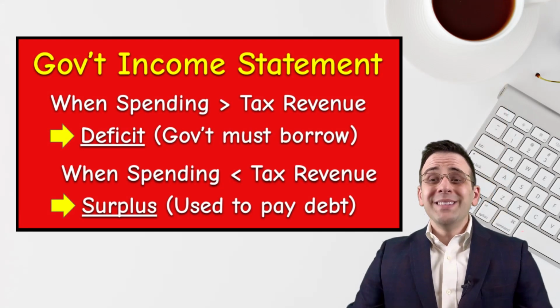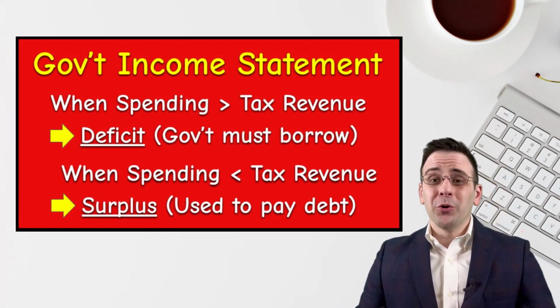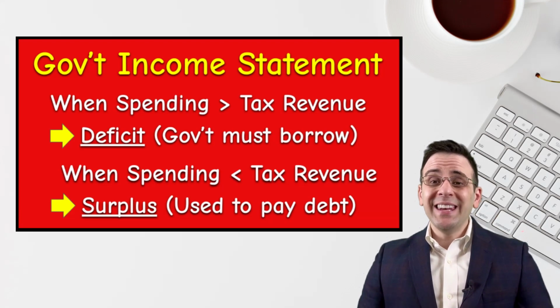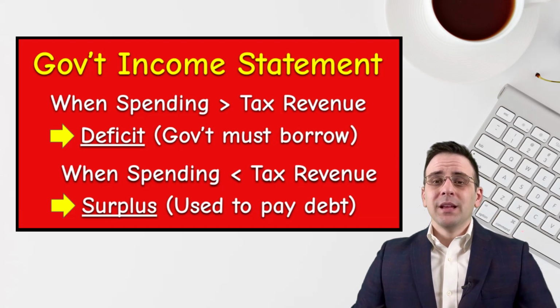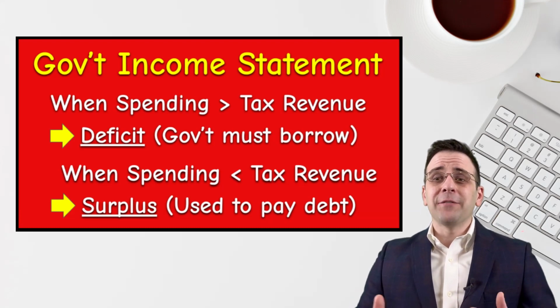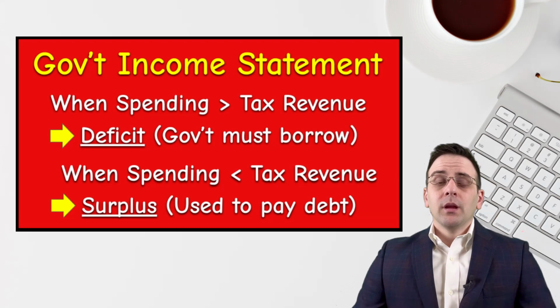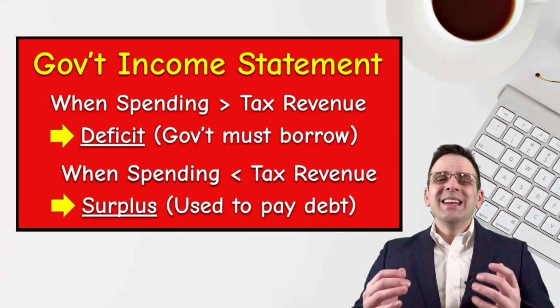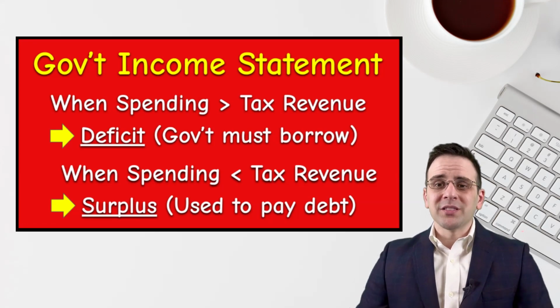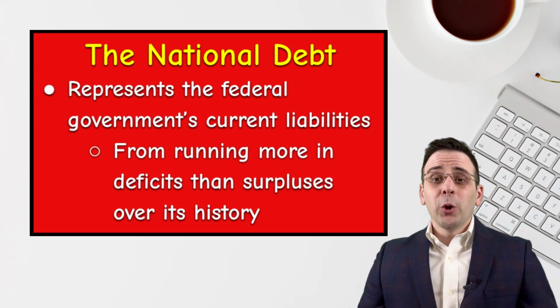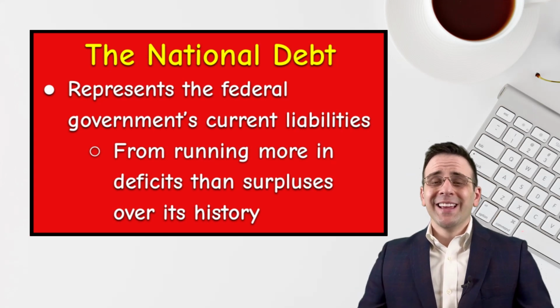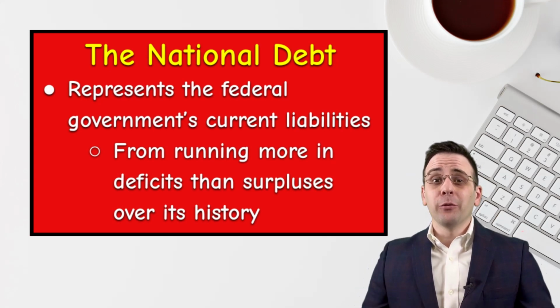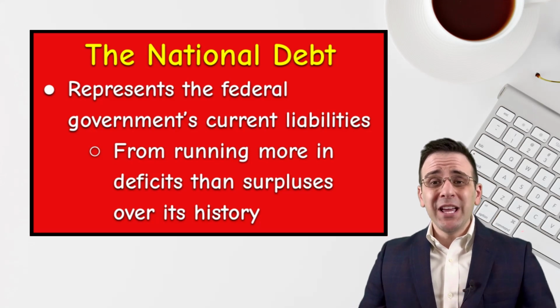When a government spends more than it earns in tax revenues in any given year, it is said to be running a deficit. The government can cover this deficit by borrowing money. When a government spends less than it earns in tax revenues in any given year, it is said to be running a surplus.